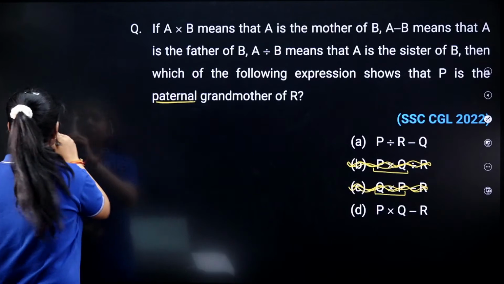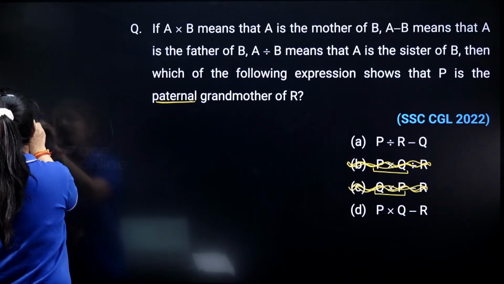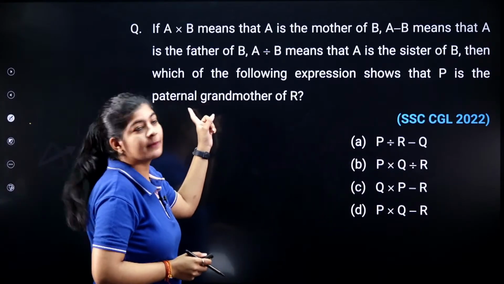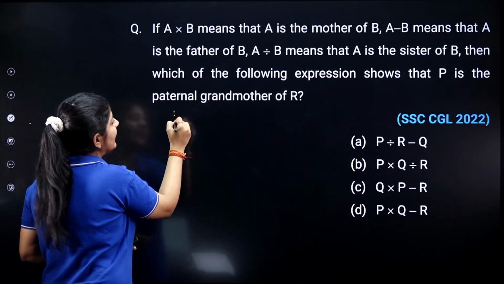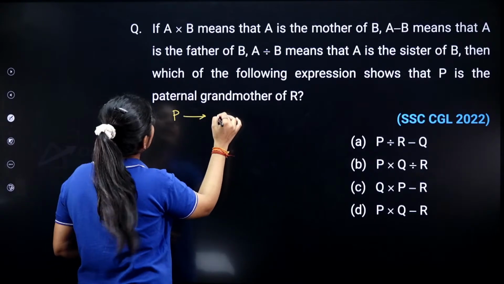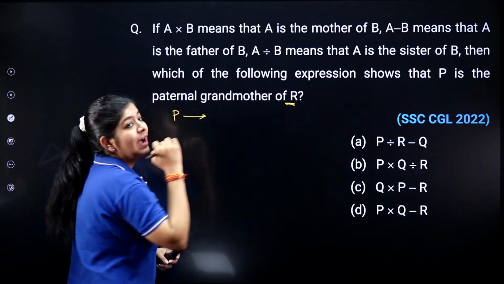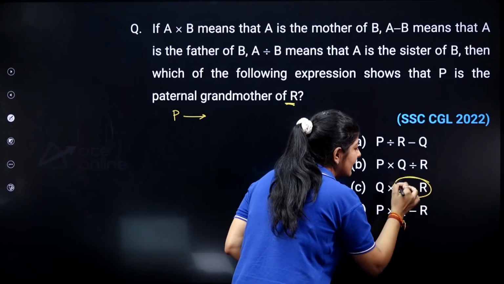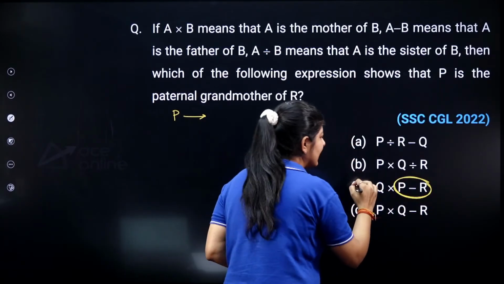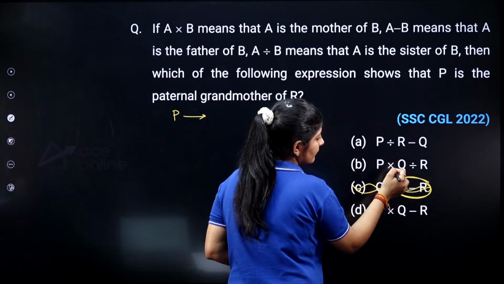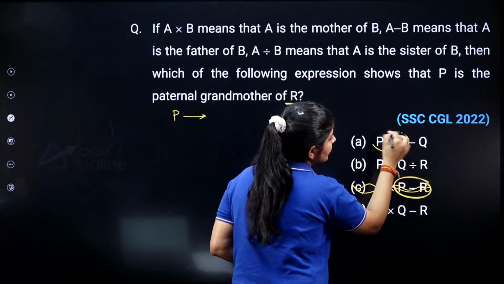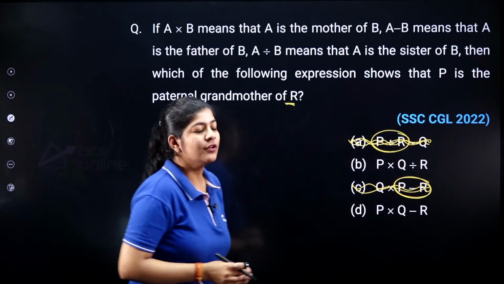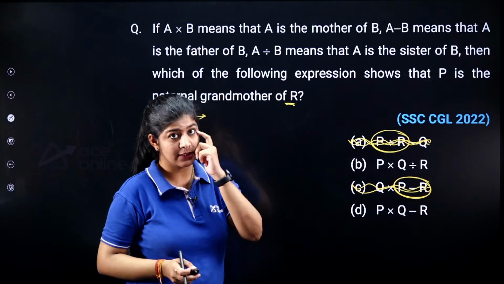If you will see the options carefully, what we need to determine? We need to determine that P is the parental grandmother of R. That means R and P are not directly linked. Here P and R are directly linked. So we can easily eliminate this option. Sorry, I guess I eliminated this option. This option is also eliminated because they are directly linked. Now you only have to check 2 options, right?